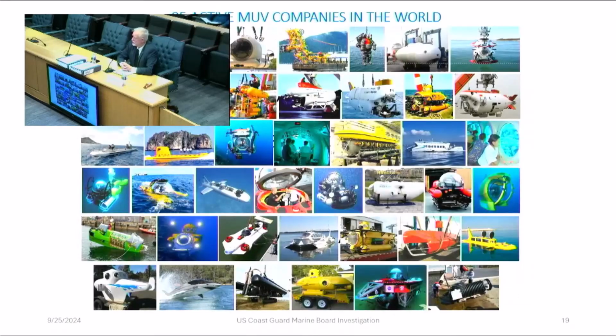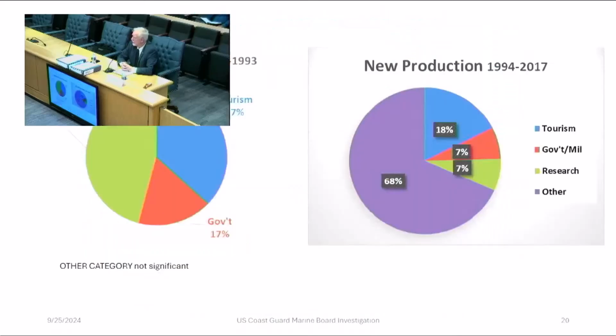The first picture shows what a tourist submersible looks like, mapping all other submarines as a tourist submersible. That's the reality of what the industry looks like today. It is very varied, every size, shape, and application. Next slide. If we look at the population and compare the two, in 1993 it was one-third, one-third, one-third. The new production from 1994 to 2017 shows that 68% of all new production is the other category that was considered non-existent in 1993. Now that slide tells us we have an issue, because that other category is completely unaddressed in the NVIC today. Next slide.